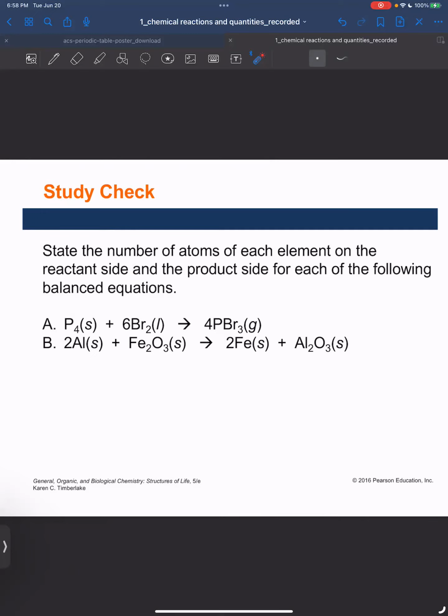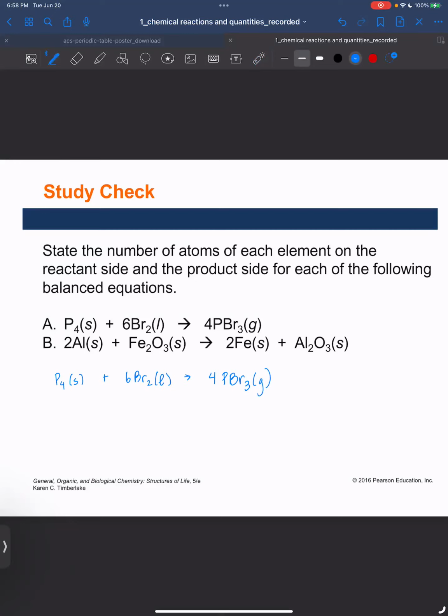All right, so this study check asks us to state the number of atoms of each element on the reactant side and the product side for the following balanced equations. So these are already balanced. This is a way for us to practice to see if we can determine the number of atoms correctly. So I'm going to do part A, P4, and then bromine and phosphorus bromide here.